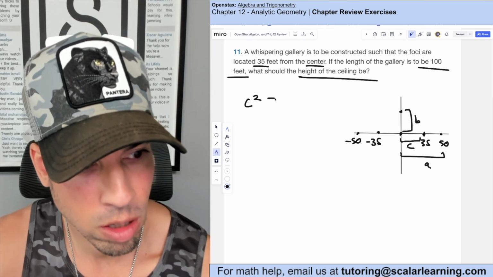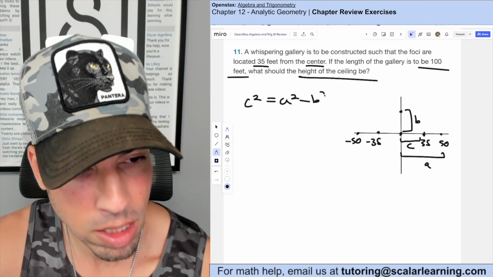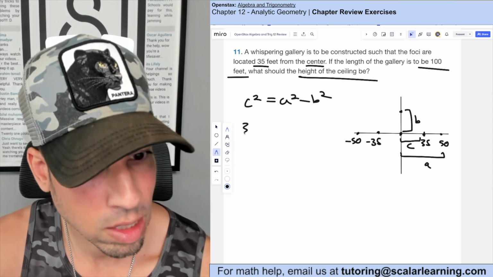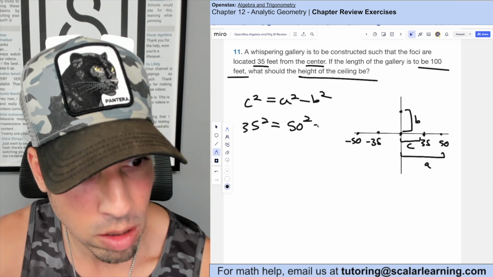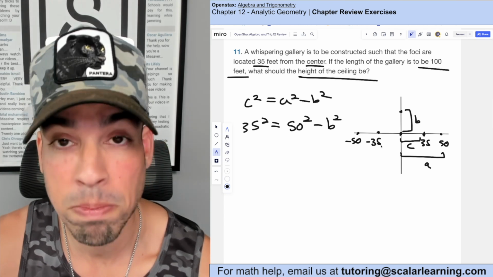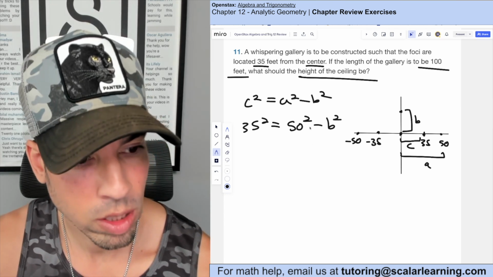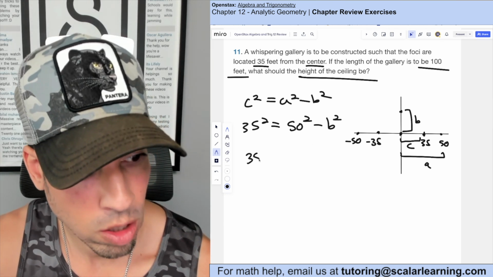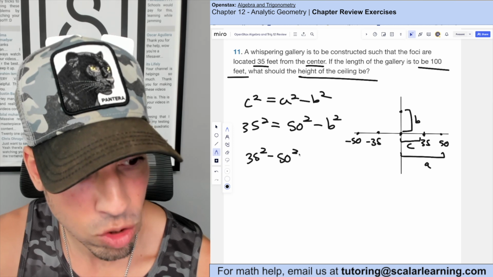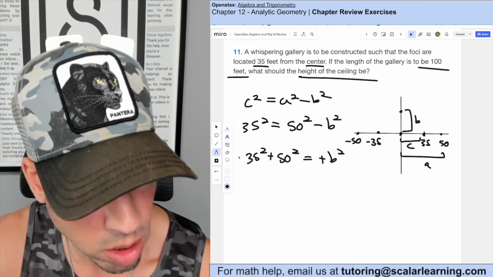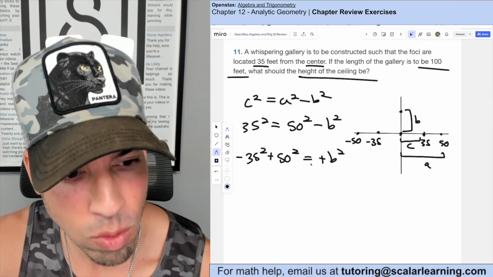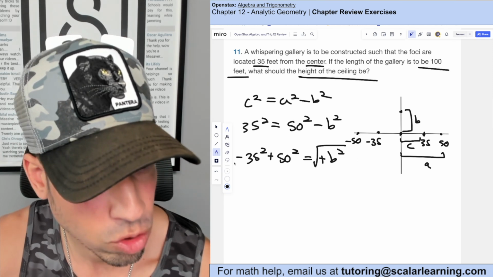So now we know what we need to find, and we have the information necessary to use our c squared is equal to a squared minus b squared formula, where c is 35, so it's 35 squared, is equal to a, which is 50 squared, minus b squared. And again, we're solving for b, not b squared. So we're going to subtract 50 squared from both sides, right? Minus 50 squared equals negative b squared. Then we're going to multiply everything by -1 to get rid of that negative. And then since I want b, not b squared, I need to take the square root of both sides.